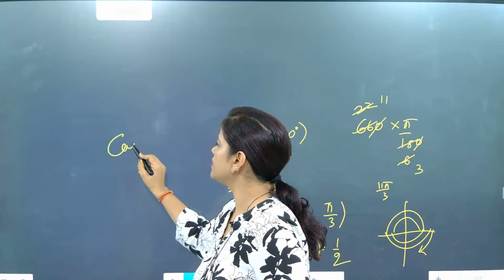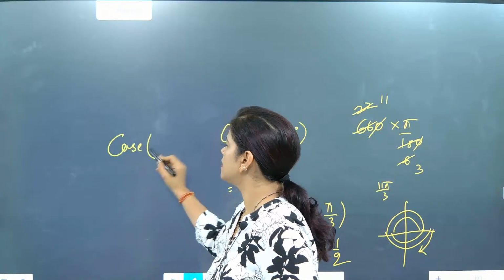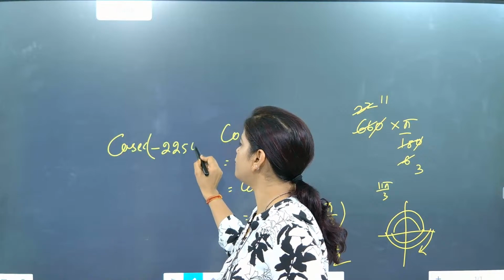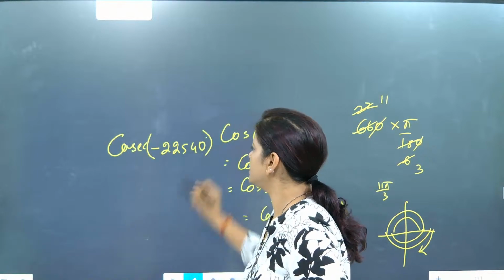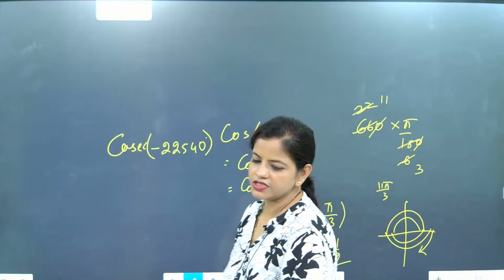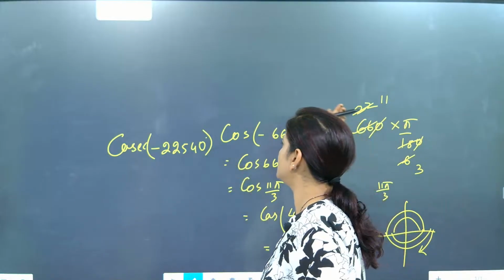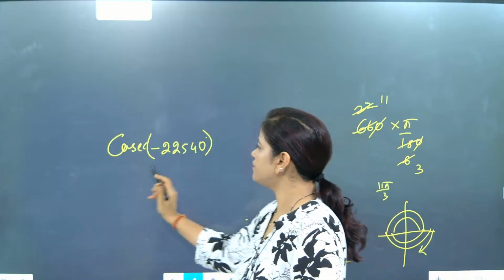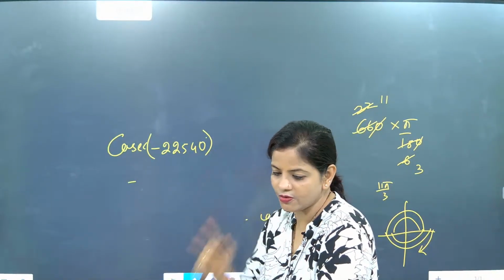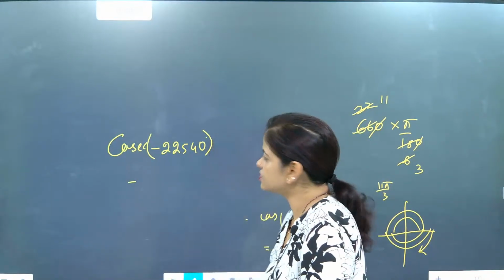if somebody gives you cosecant of minus 22540 degrees, this much. Then first, what you will say, cosecant 22540. If these values are given, first I will put the minus out, because in competition they will lead like this only. They'll create problems like this. They will not play with your simple concept.